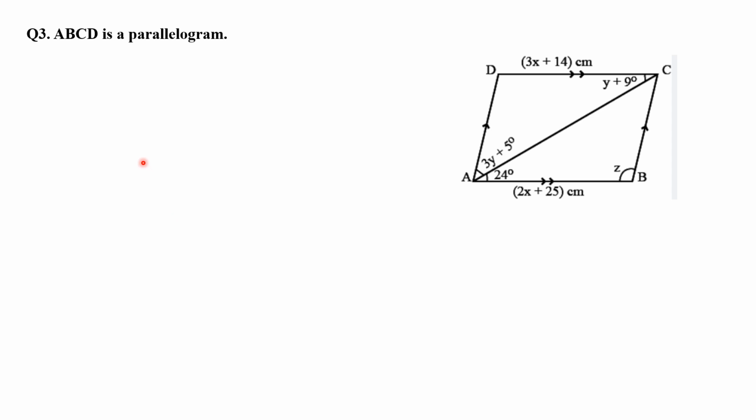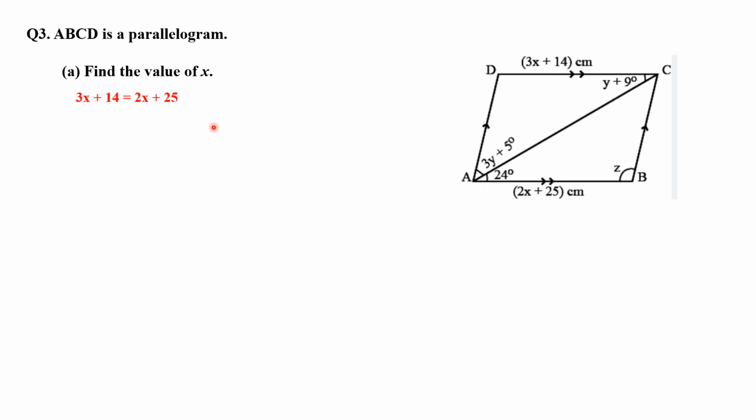So this is question number 3. Here ABCD is a parallelogram which is given over here, and based on this figure there are questions. So the first question is find the value of x, and the variable x is given over here and here. Now we know that this is a parallelogram, right? And this is the measurement of the side. So what is the property of a parallelogram with respect to the sides? In a parallelogram, opposite sides are equal. So I can say that AB is equal to CD. It means 2x plus 25 will be equal to 3x plus 14, right?